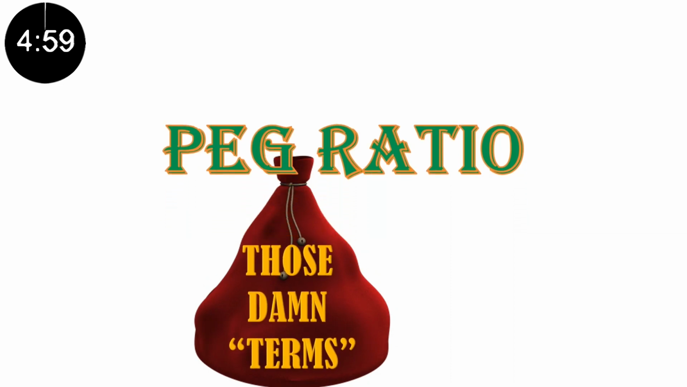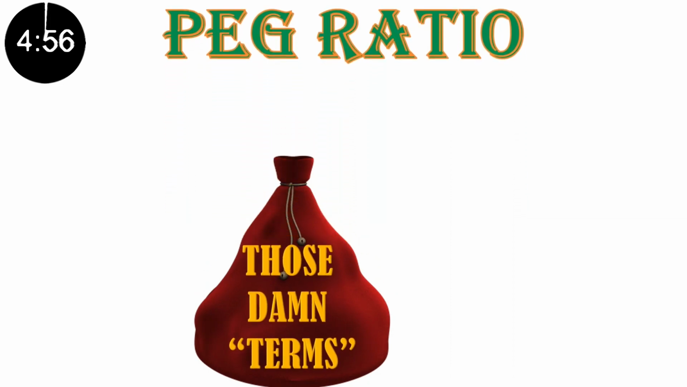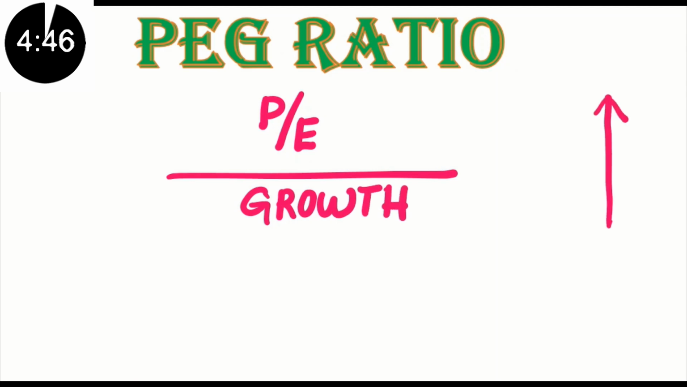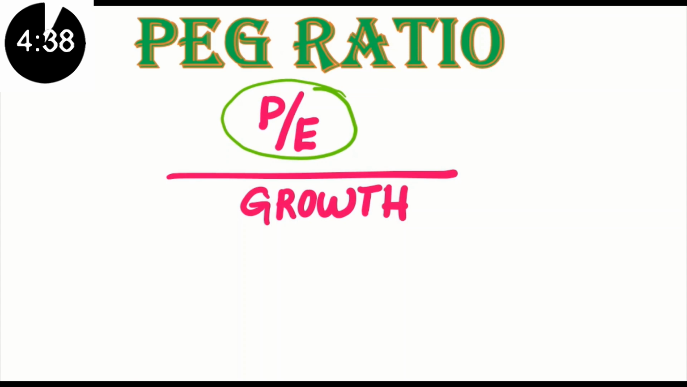Today's term of discussion is PEG ratio. PEG ratio stands for PE to growth ratio. If you would like to know what PE ratio is, click here. PEG ratio is a comparison between the PE ratio of the company to its expected rate of growth. Growth rate of what? The earnings.